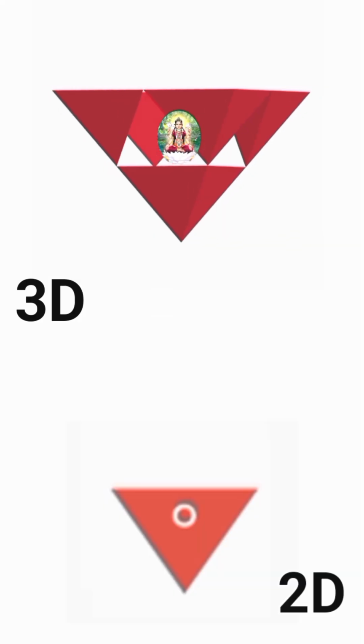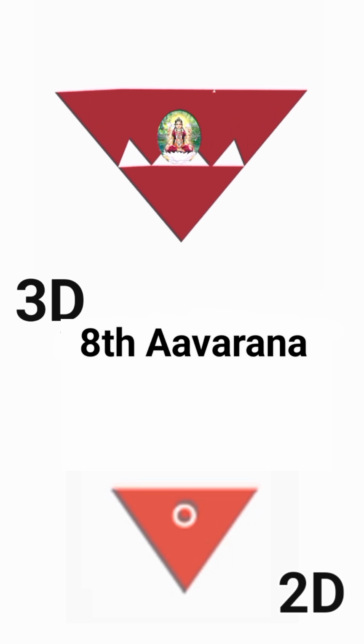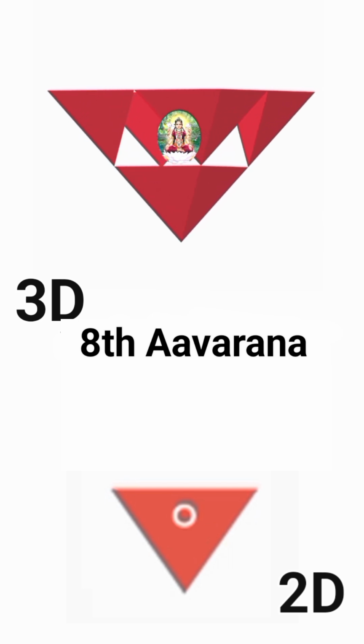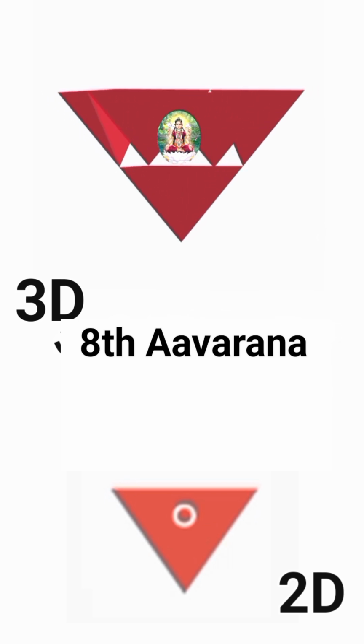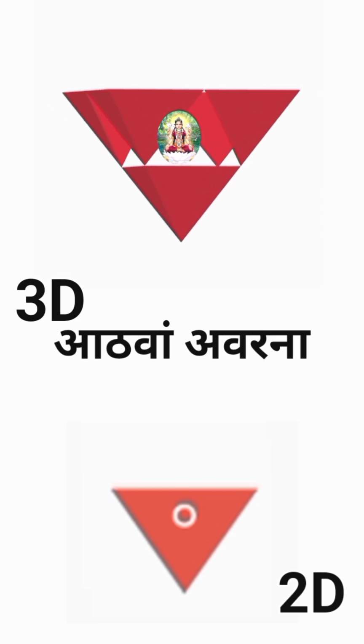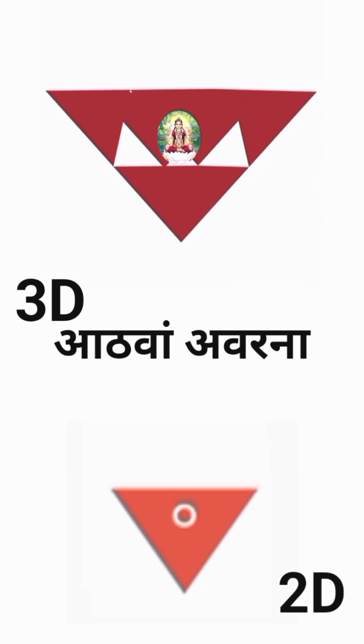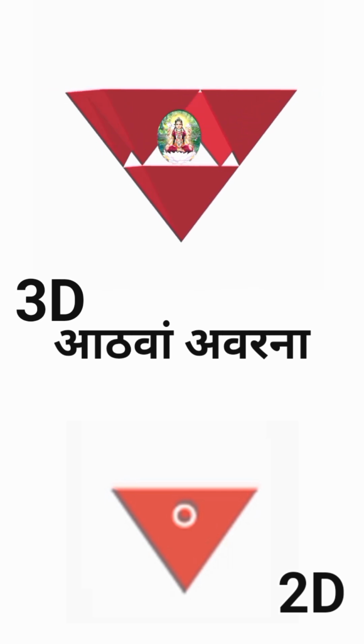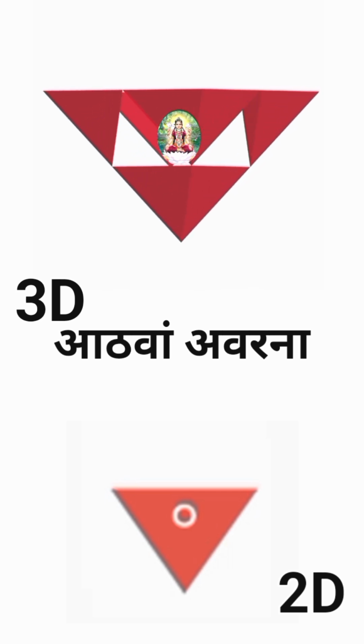The Bindu remains a Bindu in the three-dimensional form of Sri Yantra. Next is the eighth Avarana. In two dimensions, it is a triangle. In three dimensions, it becomes a pyramid. I have further divided it into 5 pyramids for a reason.